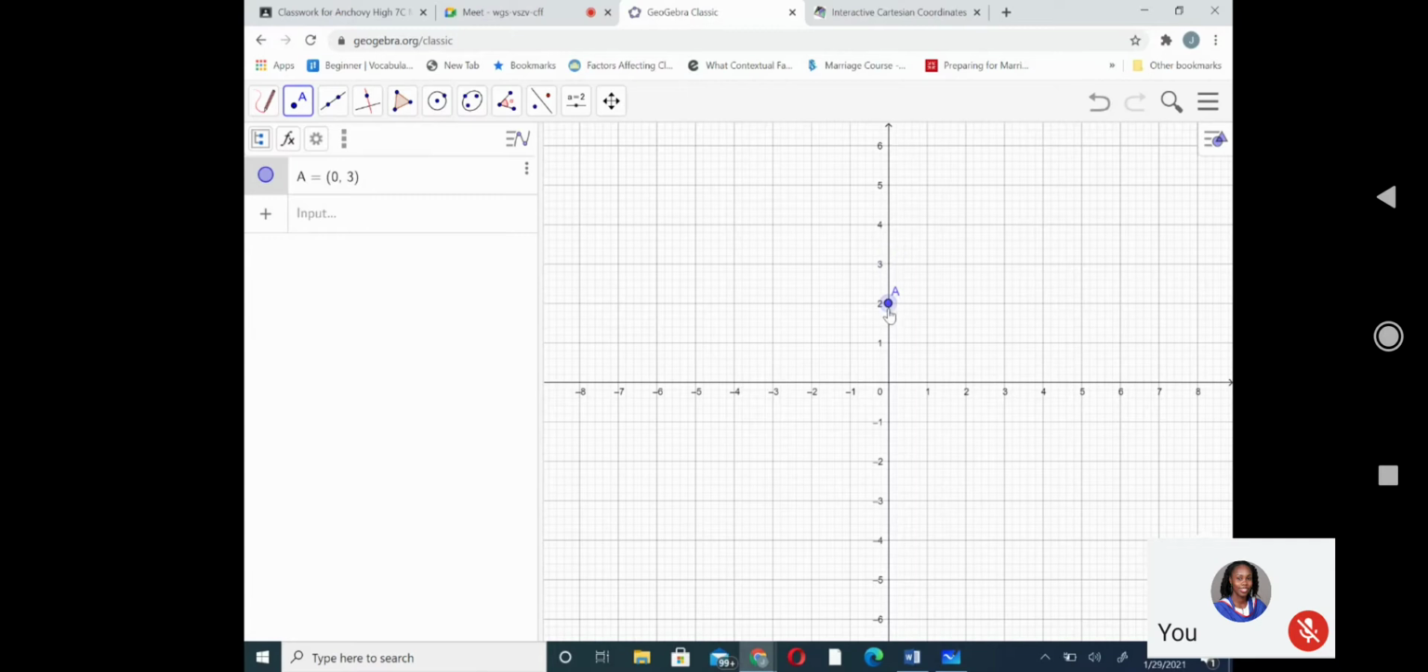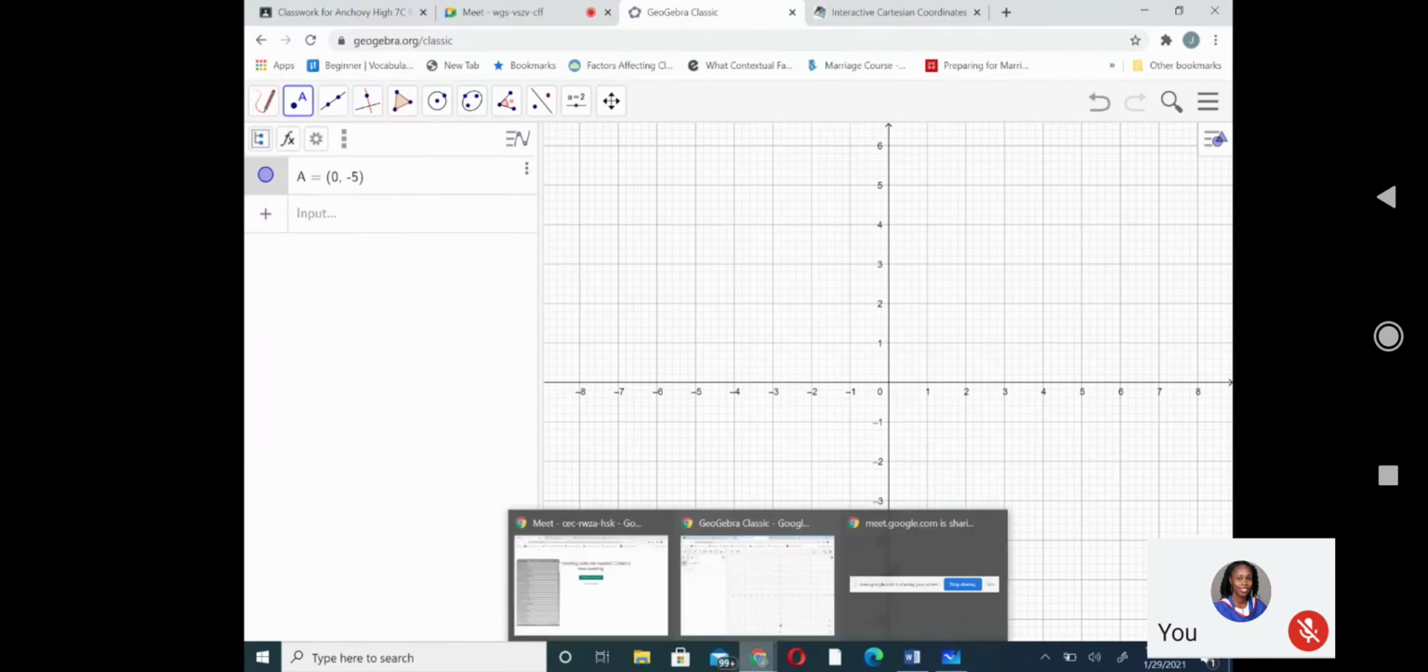Going back to the origin, we are going to move down a little. What do we notice happening? 0 on the x-axis and -5 on the y-axis. Very good.